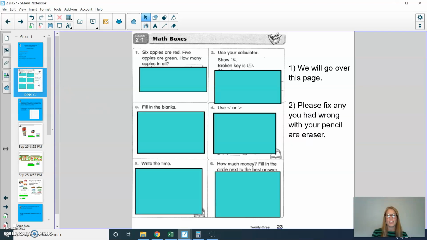The first thing that we're going to do is go over our math boxes from the previous lesson, and this is page 23. If you're noticing that you have any mistakes, please fix those with your pencil and eraser.